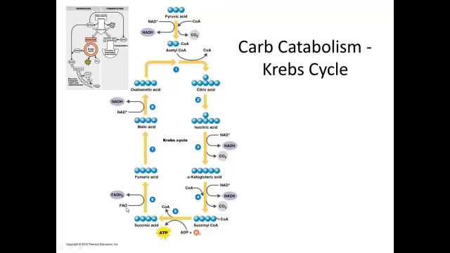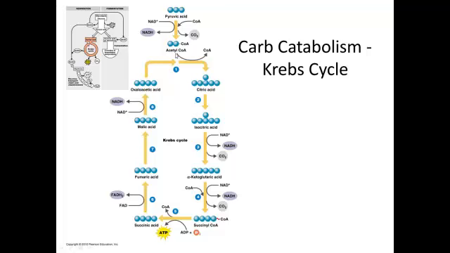Then FAD comes in and picks up 2 hydrogens. Then up here we need to pick up another hydrogen, so NAD plus comes in and picks up a hydrogen and becomes NADH, forming oxaloacetic acid. This is why it's a cycle. Our starting product, one of our starting substrates, is also the ending product.